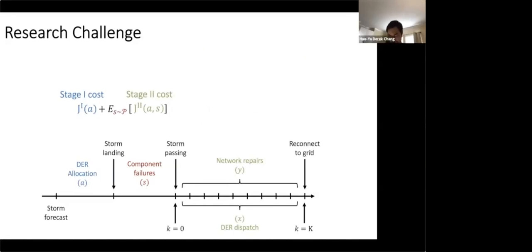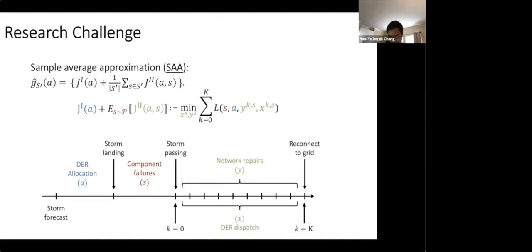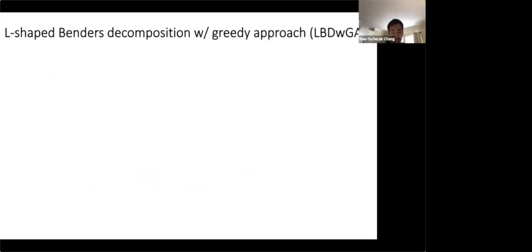Focus of our work is to then discuss a solution approach for solving the two-stage stochastic mixed integer program. Our approach is to consider this sample average approximation, which involves approximating the expectation over the stage 2 cost as a simple average over the costs associated with a set of randomly sampled scenarios. This approach addresses the primary computational challenge we face, which is that the number of damage outcomes grows exponentially with network size. We implement a solution approach known as L-shaped Benders decomposition to solve the sample average approximation and employ a greedy approach for solving the subproblems.